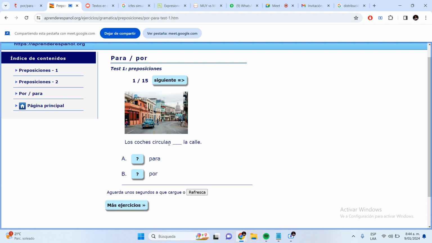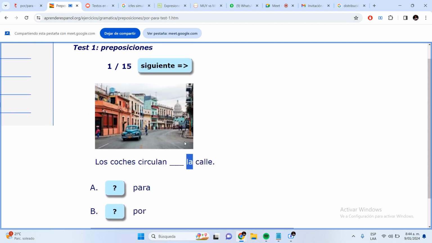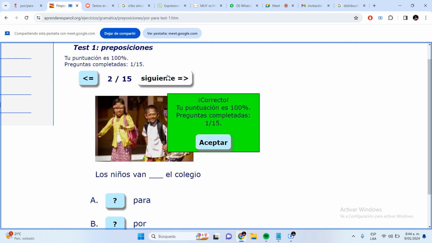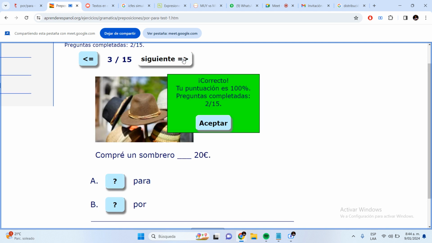Los coches circulan por la calle. Los niños van al colegio, para. Compré un sombrero por 20 euros. Por.